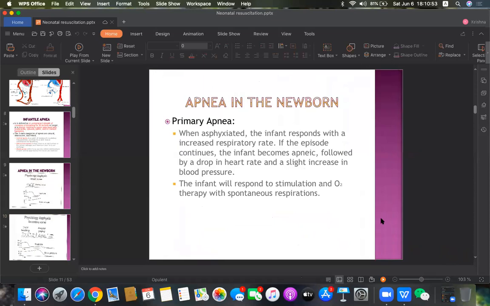Now how to treat the baby in case of primary apnea? What are you going to do? It's a very simple type of management. Just stimulate the baby. Just touch the baby. Just flick the sole and rub the back. The baby will start to breathe again. This is the most important treatment of primary apnea. And if oxygen is necessary, you give it.